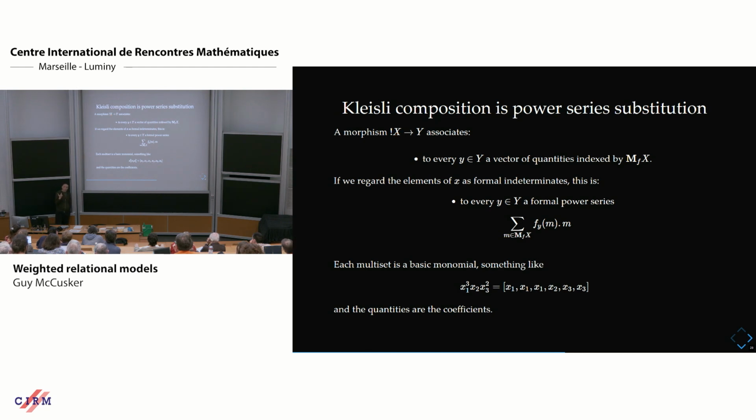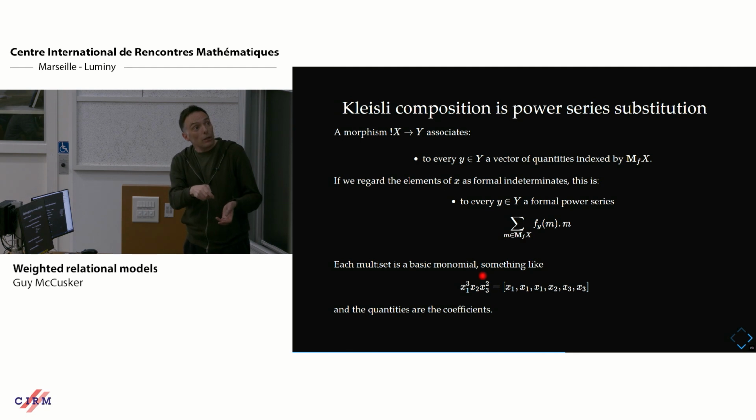So a nice trick now is to regard the x's as formal indeterminates, as variables, and then a multiset becomes a monomial like this. So here's a multiset containing 3 x1s and x2 and 2 x3s, and you can write it as a little monomial like that. So a finite multiset is a monomial like this. So a formal linear sum of those things is a power series over those indeterminates.